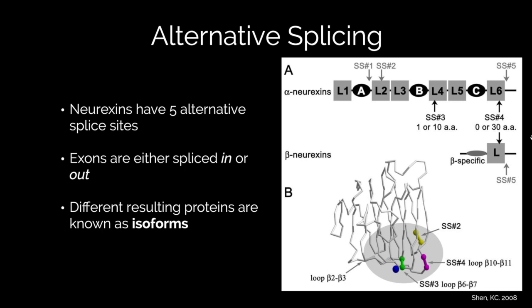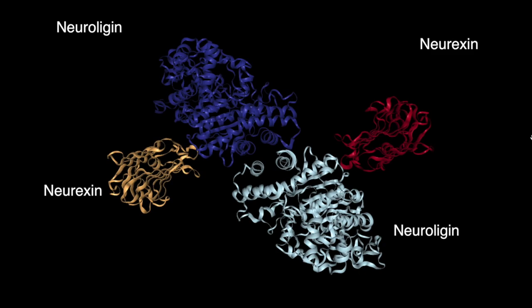At each site, a particular exon is either spliced in or out of the mature mRNA transcript, eventually leading to a protein with a slightly different structure, called an isoform. Neurexin interacts with a postsynaptic ligand called neuroligin at an interface within the synapse.